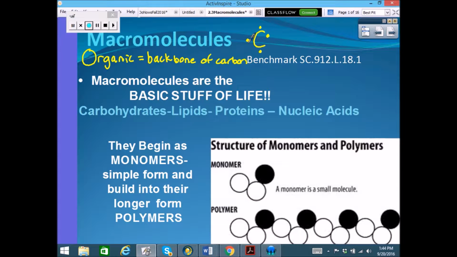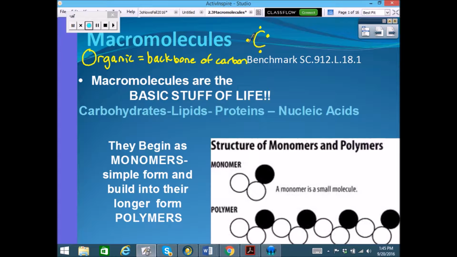So anything that's organic, it's said to be organic because it has a backbone of carbon, and those are living things. So make sure you know that. You might want to add that to your notes. Okay. So macromolecules are the basic stuff of life. So carbon is the backbone to carbohydrates, lipids, proteins, and nucleic acids.